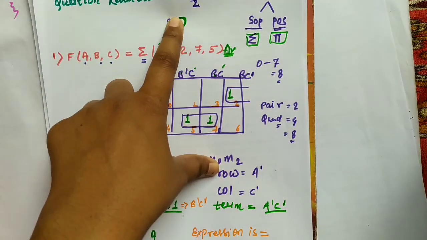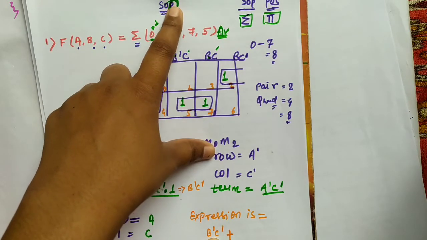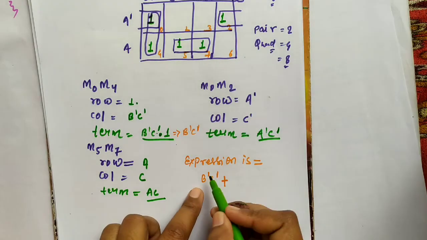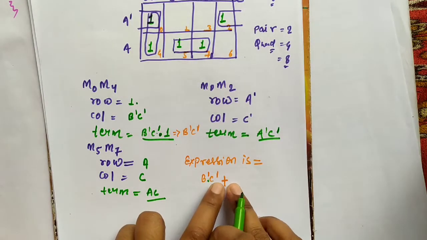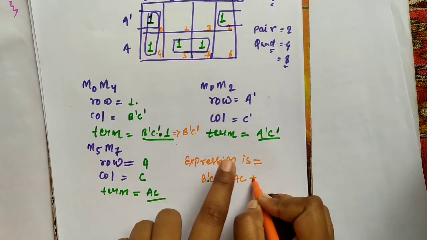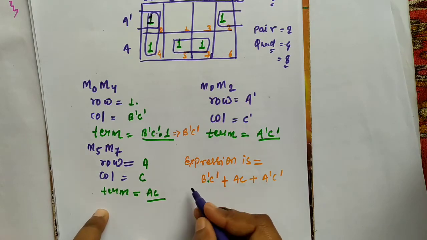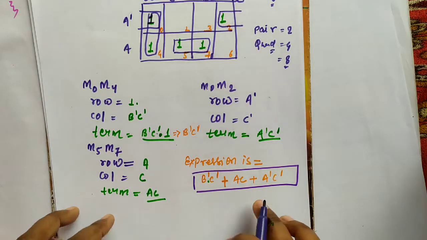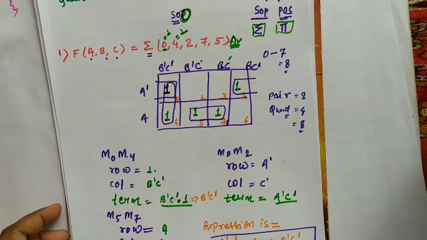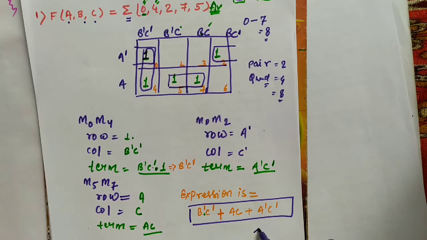SOP means firstly make a multiply. After multiplication there is a sum. So here is a multiply, and after multiply we take a sum. Then the next term is AC, then the next term is A dash C dash. So this is the simplified expression of that question. This is the answer.